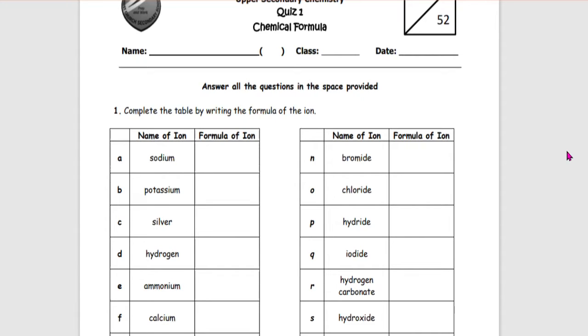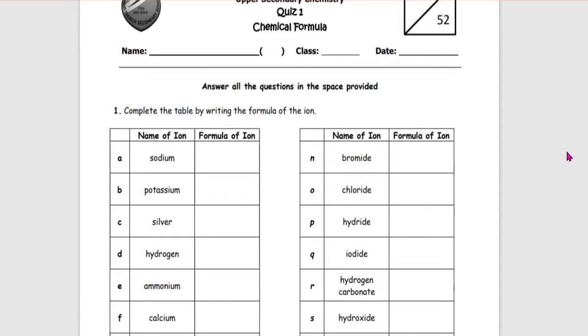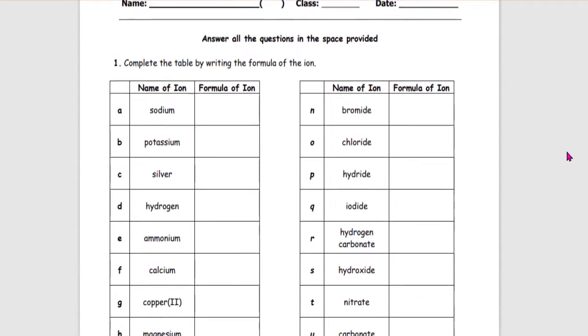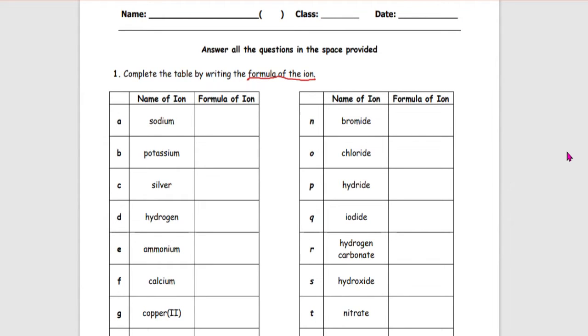Now, first things first, I'd like to highlight that for you to be able to do chemical formulas, one of the main important things you need to know is the formula of the ions. For all of question 1 over here, most of the things you can get from page 94 of your textbook. Okay, page 94 of your textbook. So, I'll upload the answers soon.